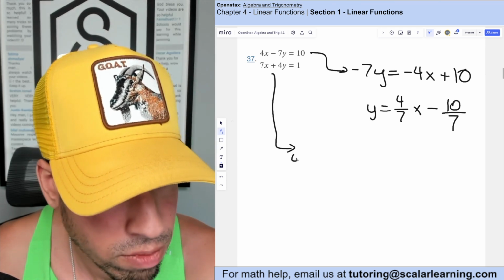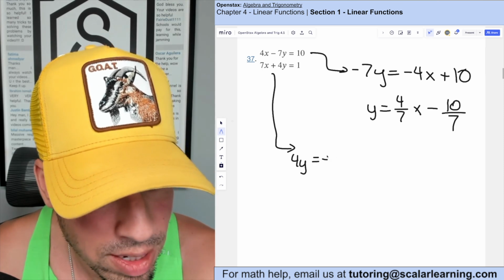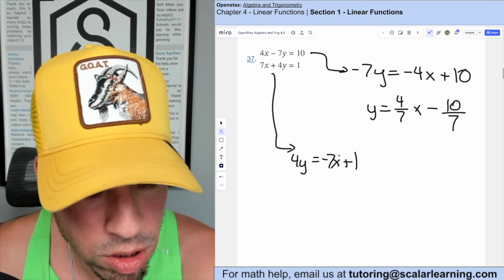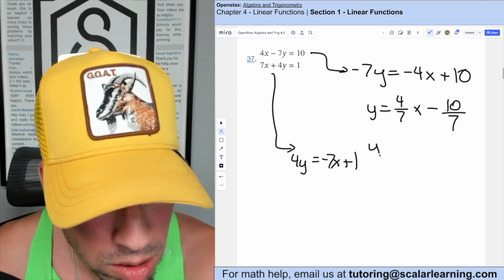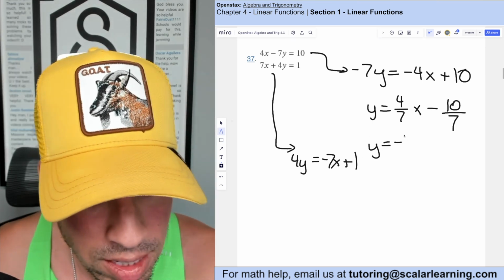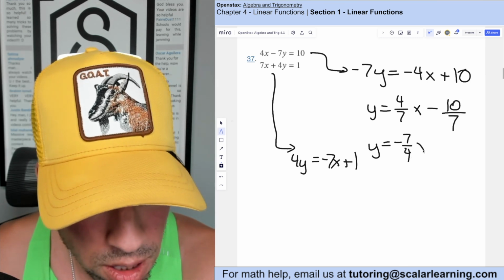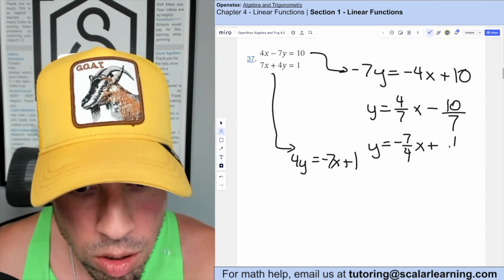And then for this one, we're going to start here first. We're going to say 4y equals -7x plus 1, so I subtracted 7x. Then we're going to divide everything by 4, so I'm going to put it here so we can see it. y equals -7/4 x plus 1 over 4.